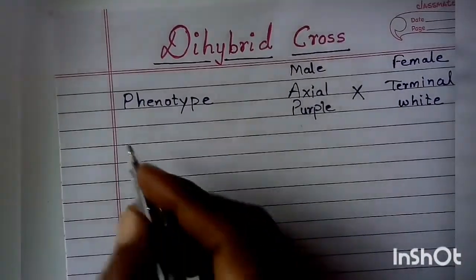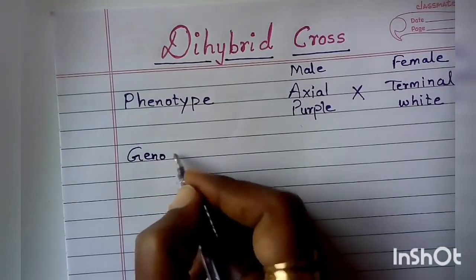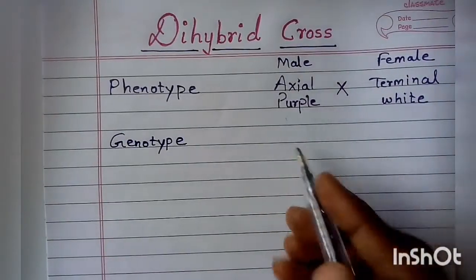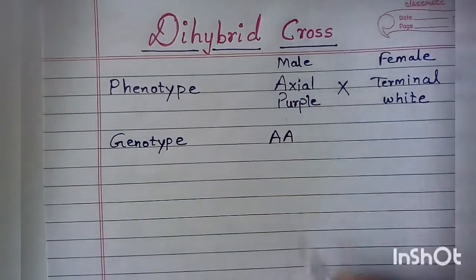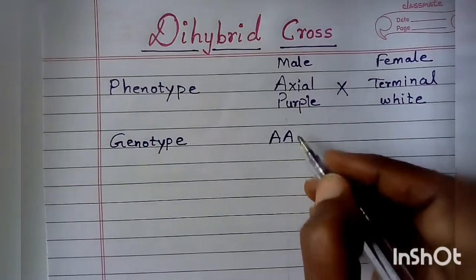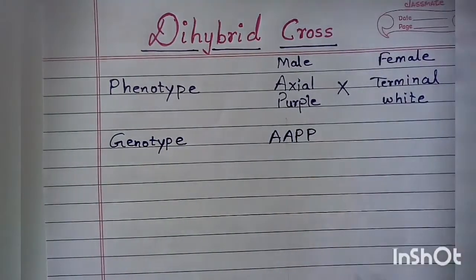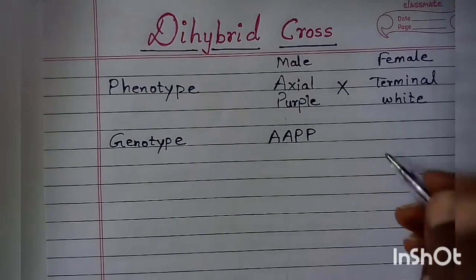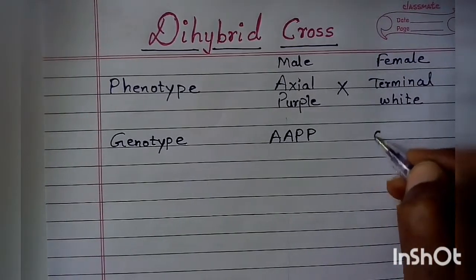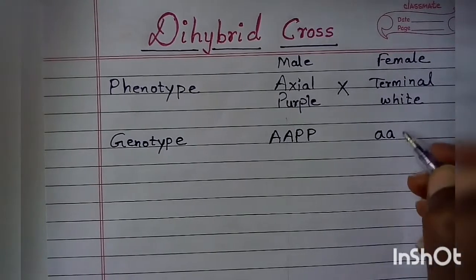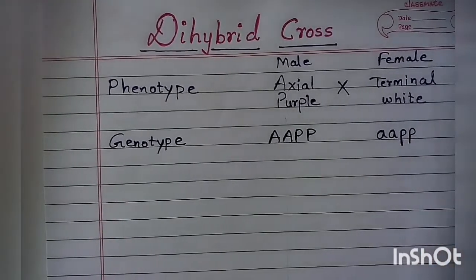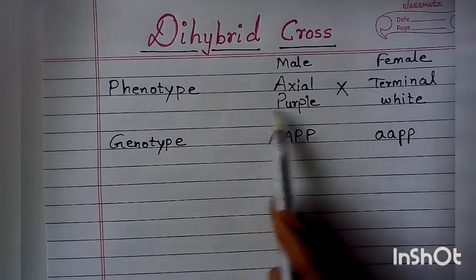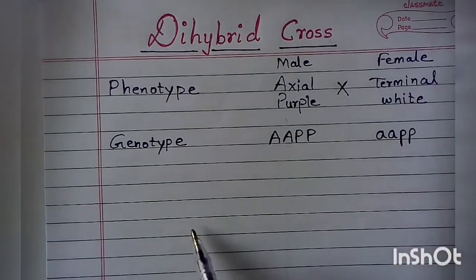Now the next thing is, what will be the genotype for the parents? The genotype for the parents will be, for axial, capital A, capital A. For purple color of flowers, it will be capital P, capital P. Similarly, for terminal position, it will be small a, small a, and for white flowers, it will be small p, small p. These are the genotypes, whereas these are the phenotypes of the parental generation.